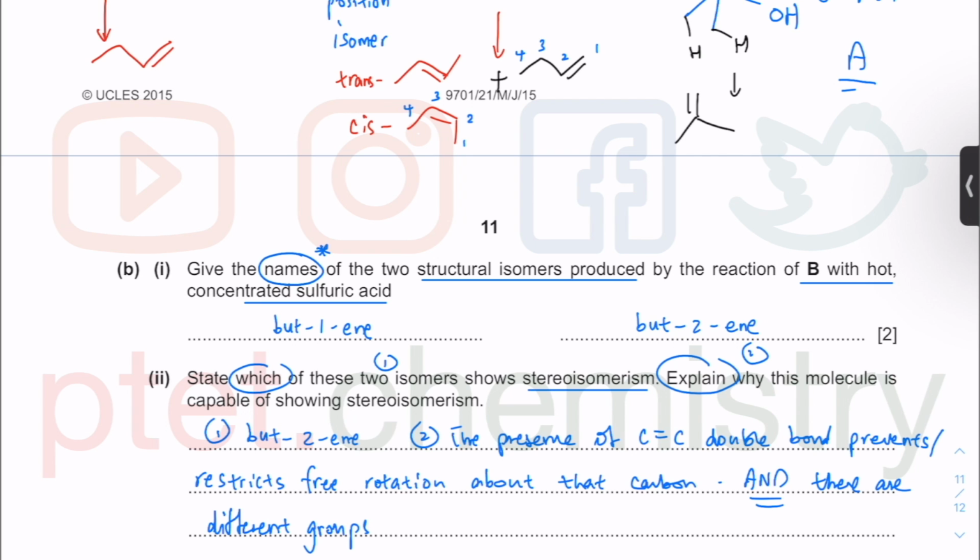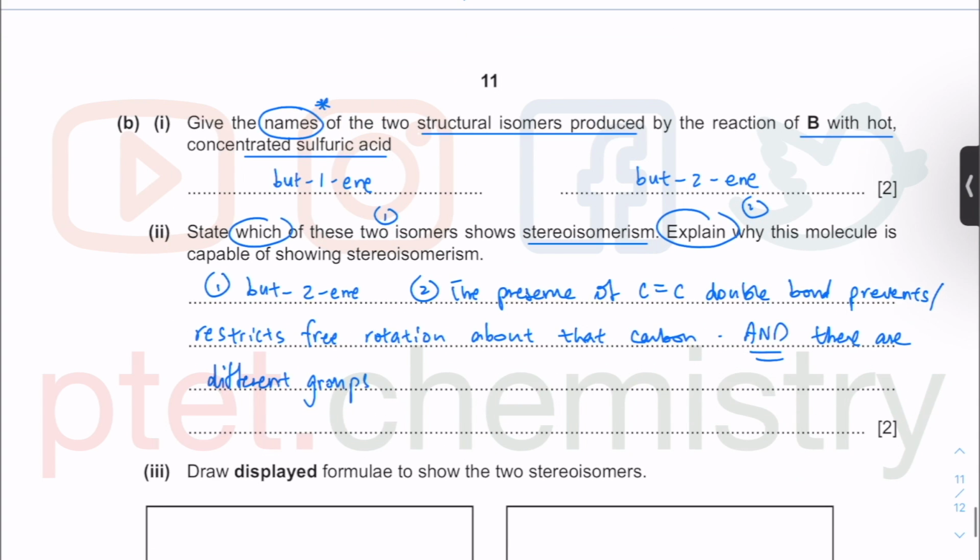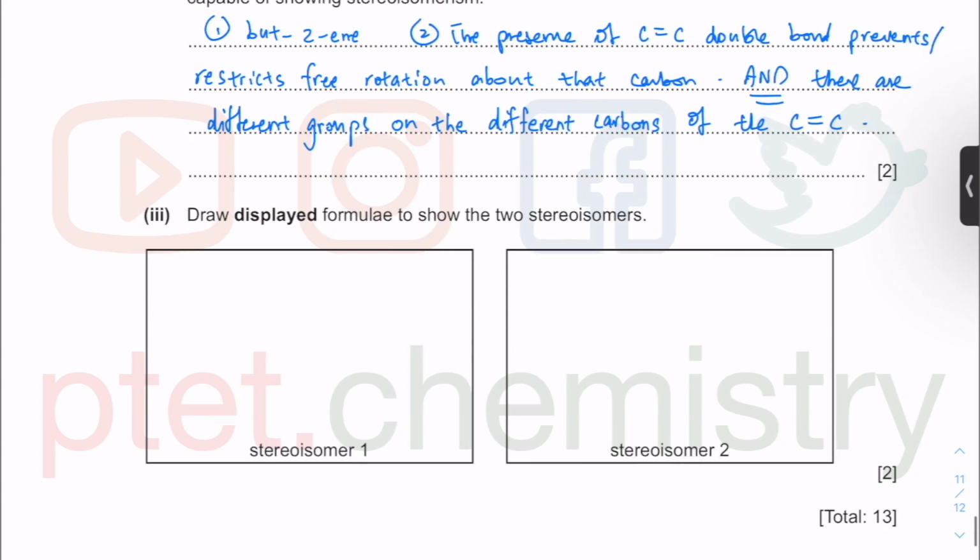You must have different groups. Well, not really different groups. You must not have the same group on the same carbon of the carbon-carbon double bond. In this case, for instance, this one, you have two groups that are the same on the same carbon of the carbon-carbon double bond, so you don't get cis and trans there. But here, the groups are on different carbons. I think different groups on the different carbons of the carbon-carbon double bond is really important because it's the second condition for you to get cis and trans isomerism there.